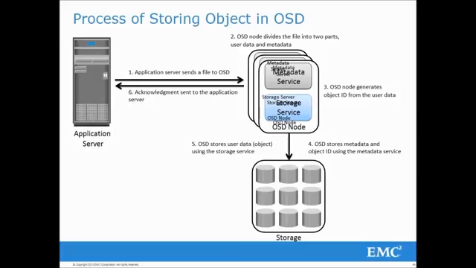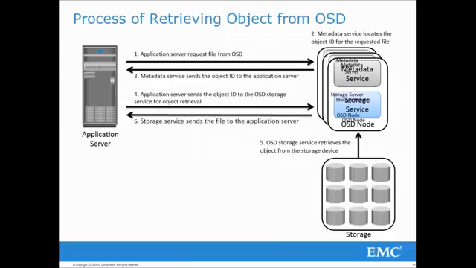Process of retrieving object from OSD. After an object is stored successfully, it is available for retrieval. A user accesses the data stored on OSD by the same file name. The application server retrieves the stored content using the object ID. This process is transparent to the user. The process of retrieving objects in OSD is illustrated on the slide. The process of data retrieval is as follows.